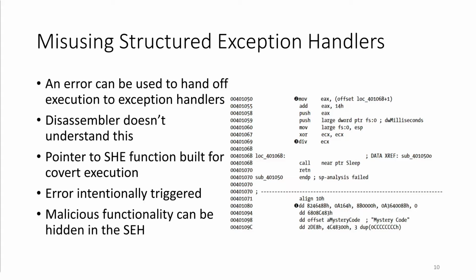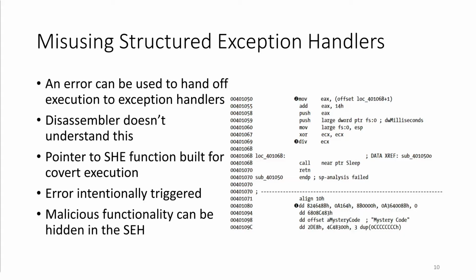Similar to the function pointer problems discussed earlier, the author of the binary could craft pointers to the exception handling functions in a way that the disassembler has a hard time recognizing. After that, they intentionally cause an error condition to jump to that exception handler. Since the author can craft the exception handling function, it can contain whatever functionality they want.